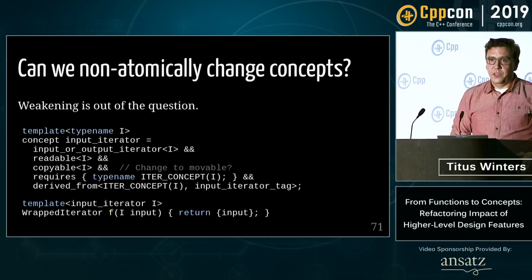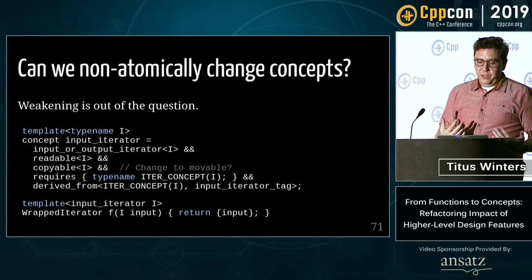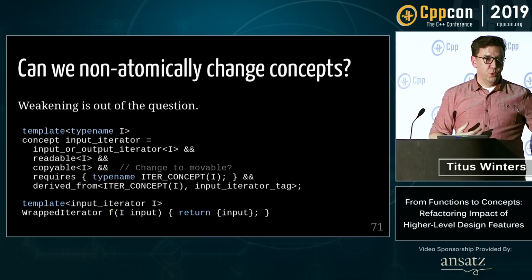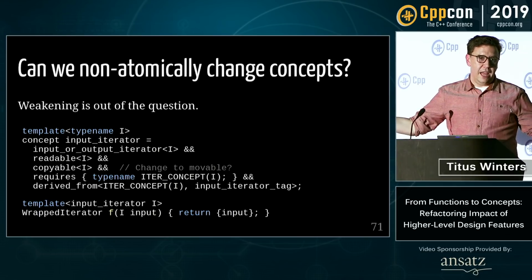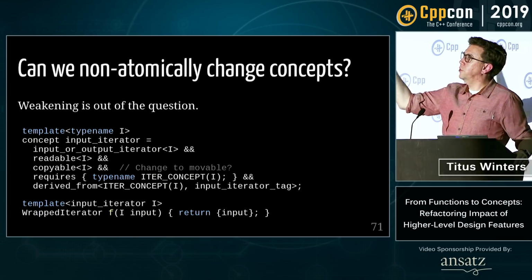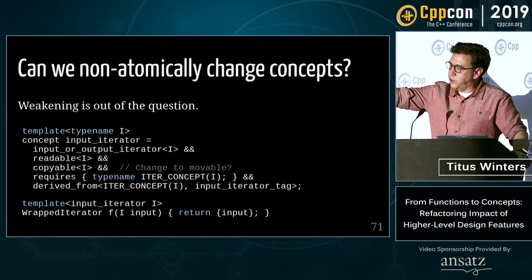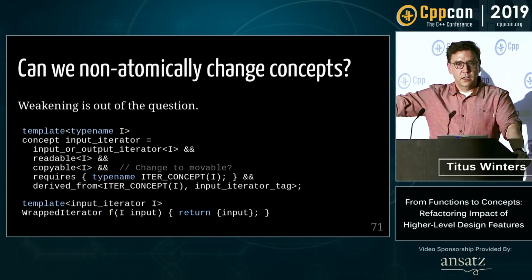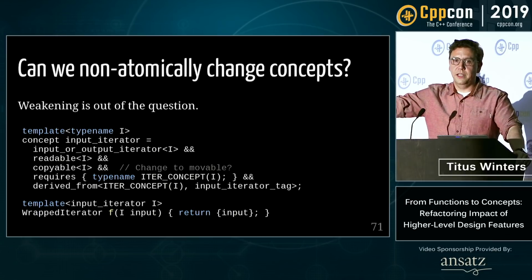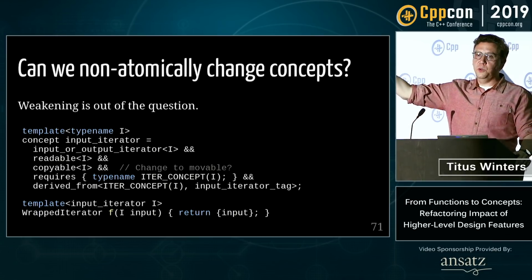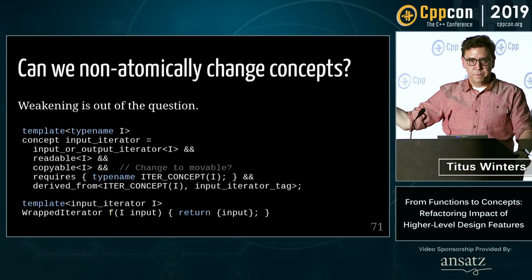So I'll go into the two things that you might do, right? In concepts, you're going to try to either weaken or strengthen the concept, right? You either want fewer or more requirements, and I will show you that neither is possible, right? Weakening is out of the question. So here's a slightly contrived example out of C++20, where we had a late-breaking proposal to change the requirements on input and output iterators from requiring copyable to only requiring movable, right?